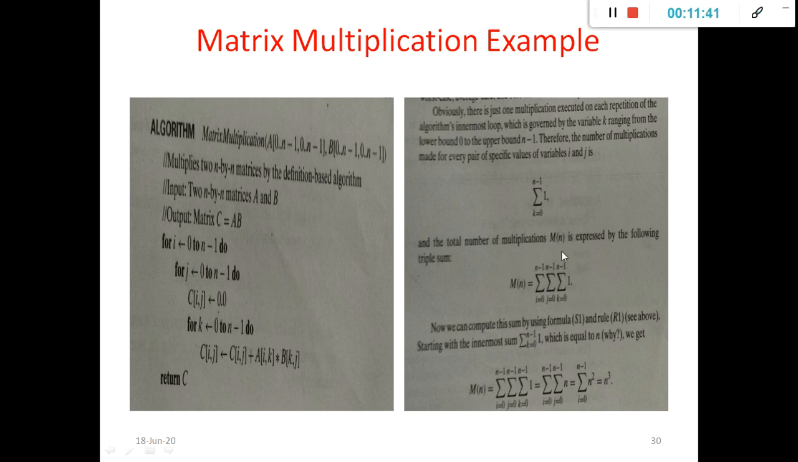Now we have to simplify this by using standard summation rules and formulas, and you will get the expression like this. First I have to sort out the innermost loop, k is equal to 0 to n minus 1, and you will get the value n. Next you have to find the next innermost loop j, and finally the outermost loop i, and you will get the value n cube, and n cube is the time complexity for matrix multiplication.